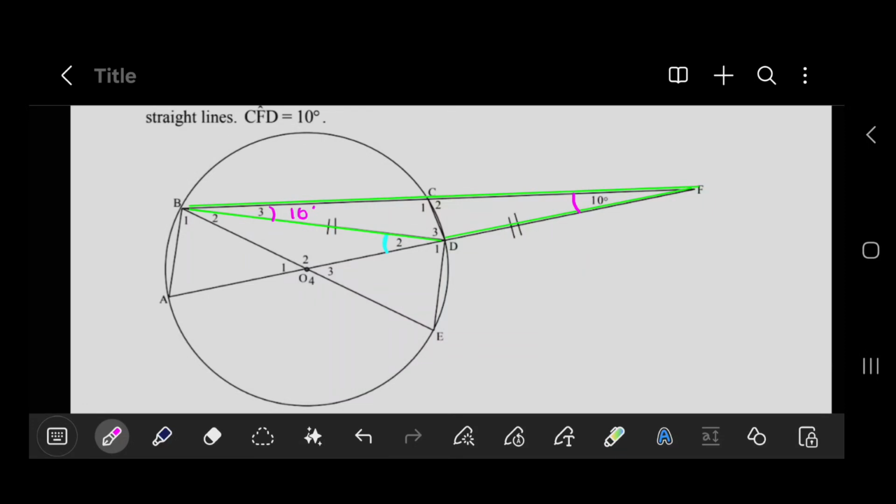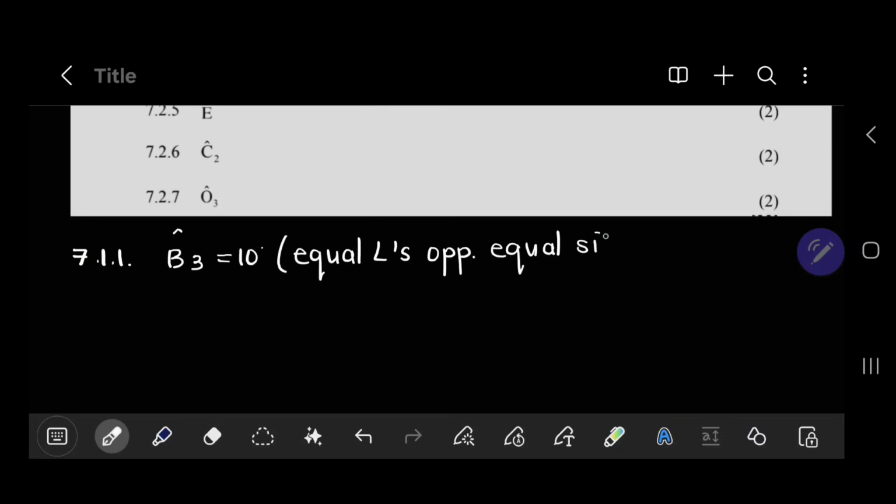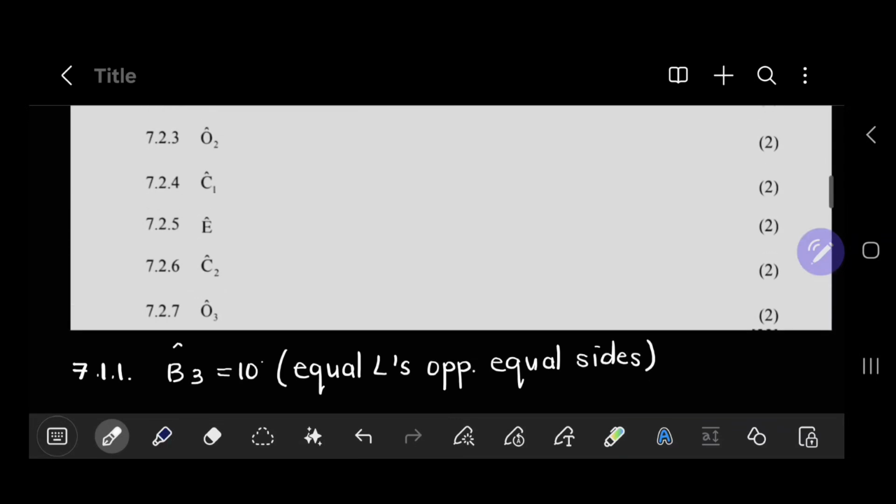But remember again, you are no longer allowed to say isosceles triangle. Instead, we use our reason as equal angles opposite equal sides. So let's write that down first. So 7.2.1, that was angle B3, which is 10 degrees. And our reason is equal angles opposite equal sides. This reason can be further abbreviated if you choose to write down an equal to sign instead of the word equal. Okay, so how does this help us?